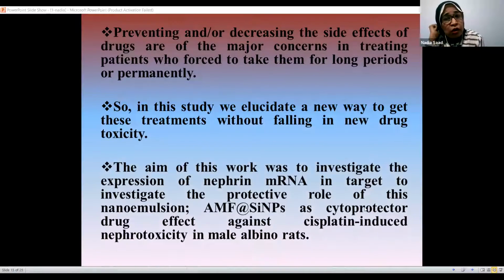Prevention or decreasing of side effects of drugs is a major concern in treating patients who are forced to take them for a long period or permanently. So in this study, we elucidate a new way to get the treatment without falling into new drug toxicity. The aim of this work is to investigate the expression of nephrin messenger RNA, to investigate the protective role of this nanoemulsion encapsulated form of amifostine with silicon nanoparticle as a cytoprotector drug effect against cisplatin-induced nephrotoxicity in male albino rats.